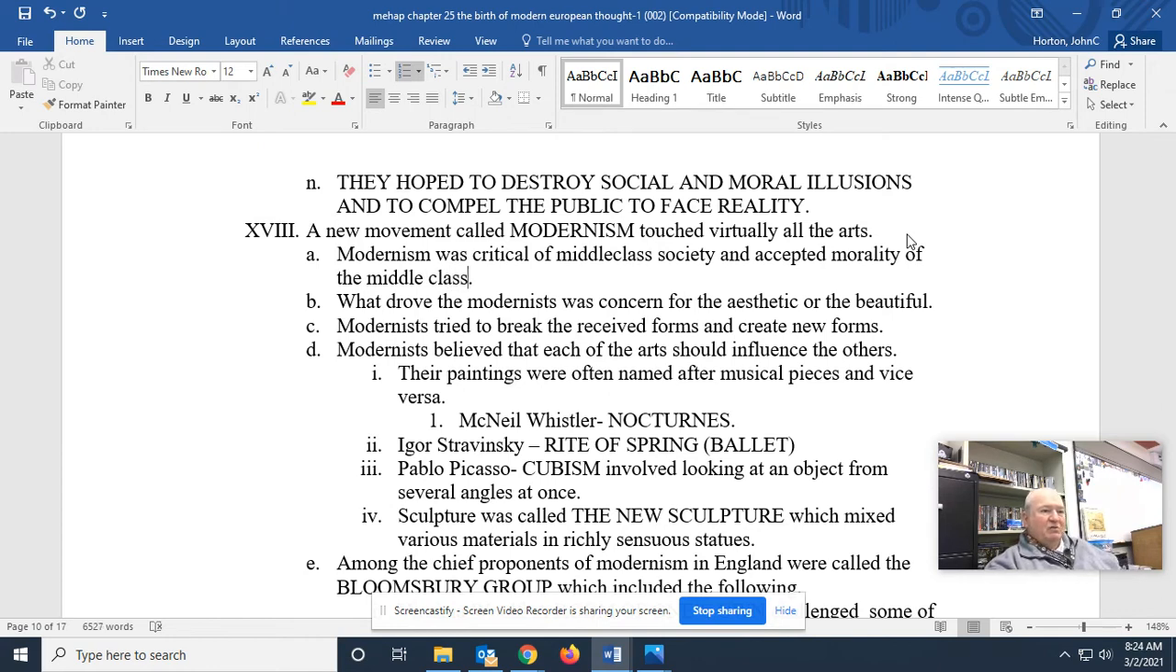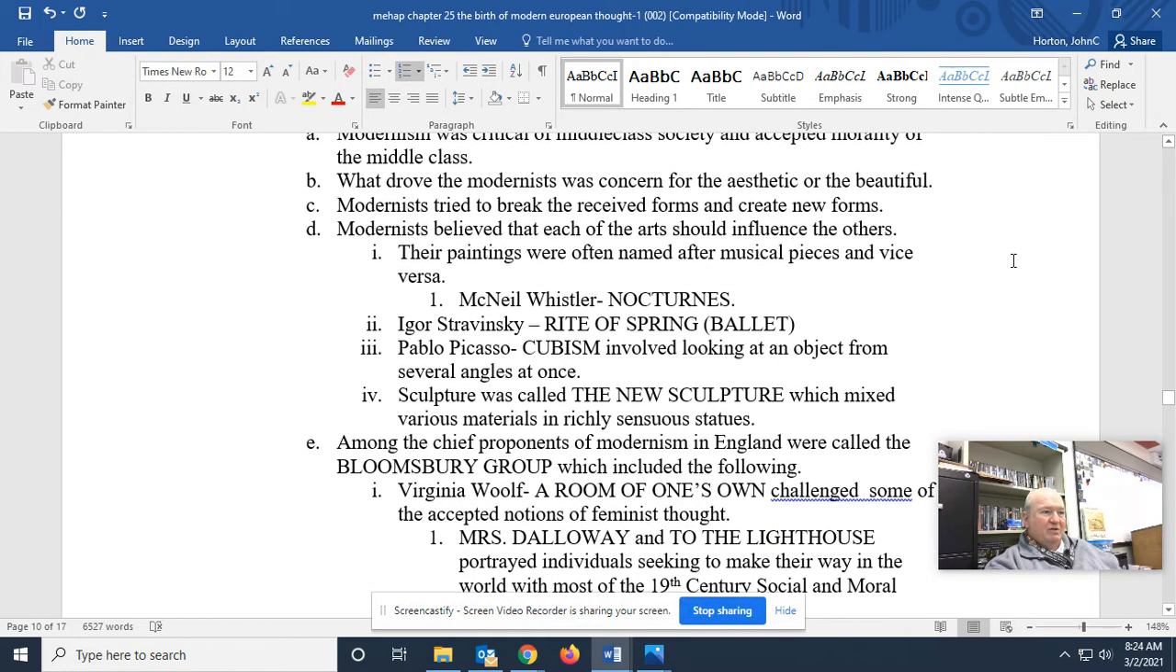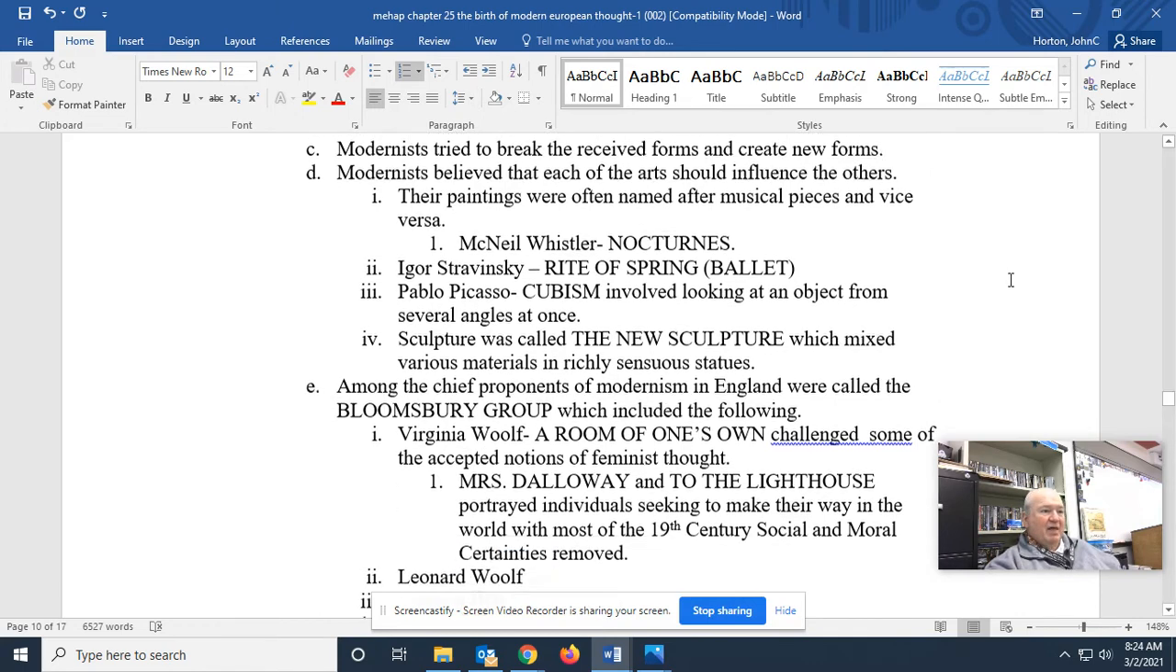What drove the modernists was the concern for the aesthetic or the beautiful. Modernists tried to break the received forms and to create new forms. Modernists believed that each of the arts should influence the other arts. Their paintings were often named after musical pieces, and musical pieces were often named after paintings. For example, McNeill Whistler wrote Nocturnes, and I have no idea what that is. Igor Stravinsky wrote his Rite of Spring ballet, which was based on a musical piece.